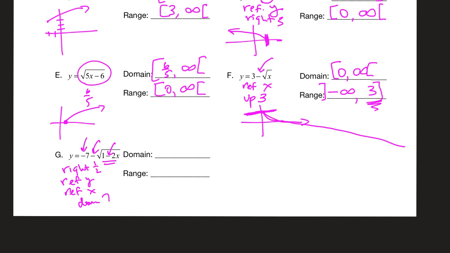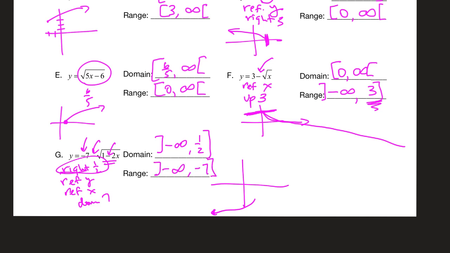Which means, and again, you might have to do this step by step, piece by piece, it's somewhere down right here. With a domain going from negative infinity to 1/2, because it's been moved to the right 1/2. And a range of negative infinity up to -7, because down 7 means that's as high as it ends up going.